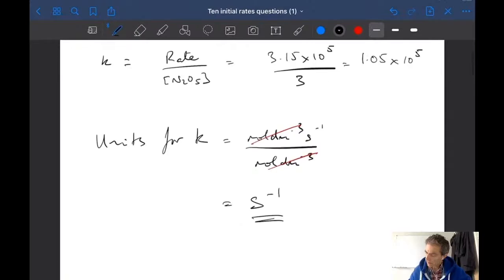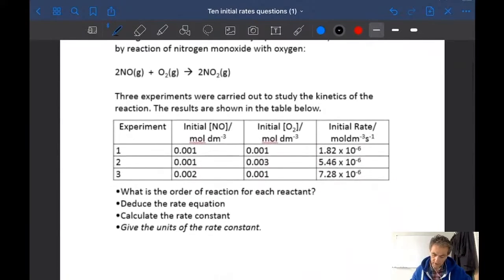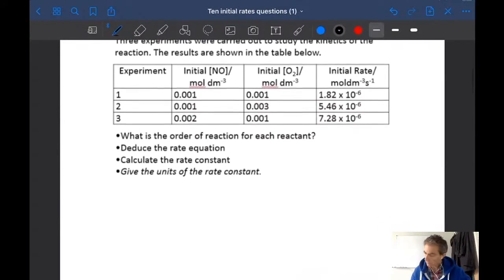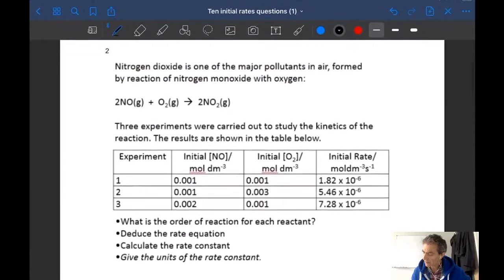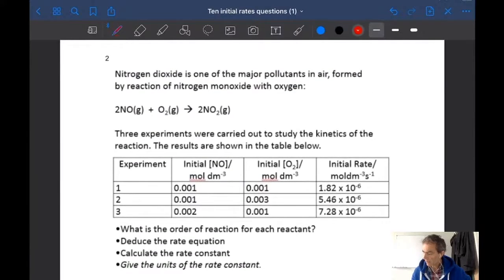Okay, so question number 2 now. You can see we've got two reactants here. So this one's a little bit trickier because ideally, and you can't always do this, I'll show you some examples where you can't, but ideally, if you can hold everything but one concentration constant, then the change in that concentration will be affecting the change in the rate. So you can see the order from that.